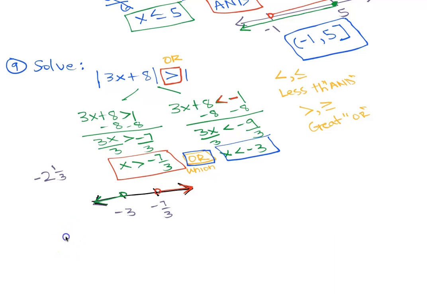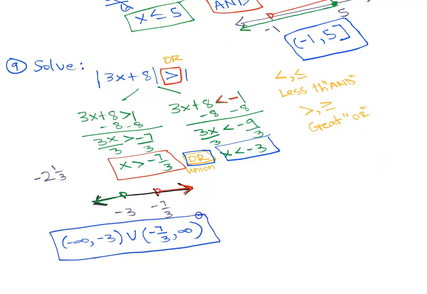Negative infinity to -3, union, negative 7/3 to infinity. Yep, and both of those would be parentheses, right? Because they're open circles there. So that's how you'd write it. If it had the equal to part, then we'd want square brackets on both of those. And if it was the other way where they were crossing over each other and it was an or statement, that would have been like we were talking about above, negative infinity to infinity.